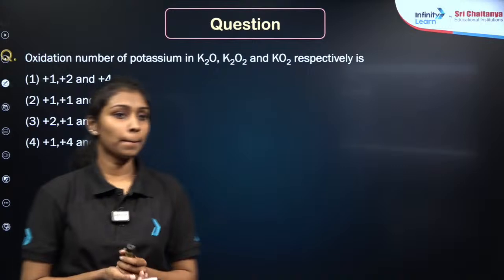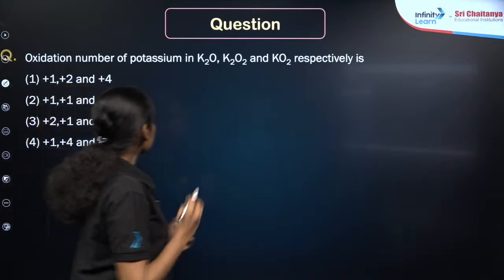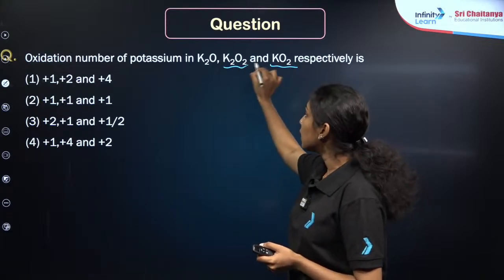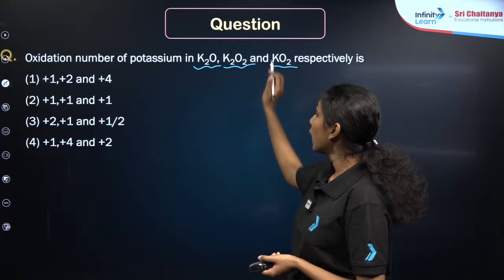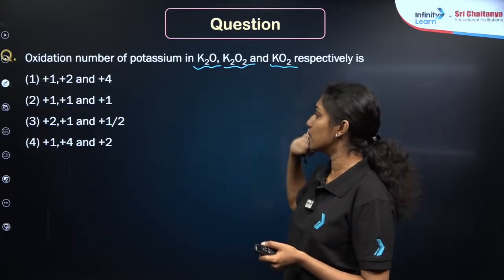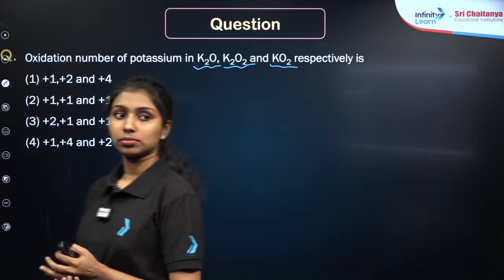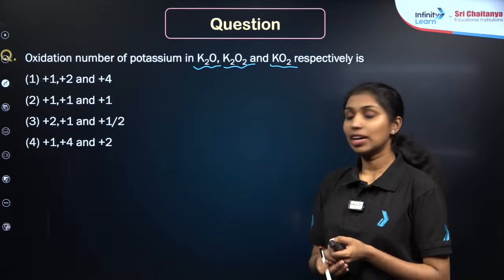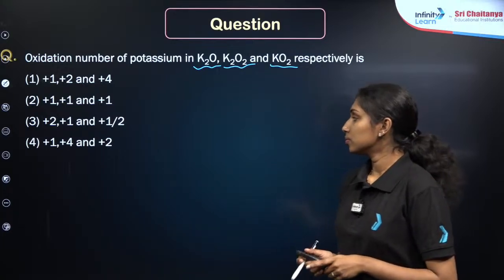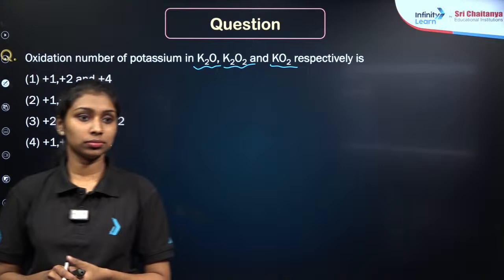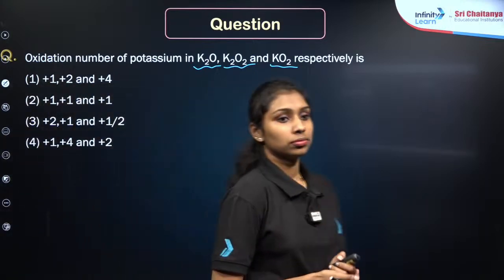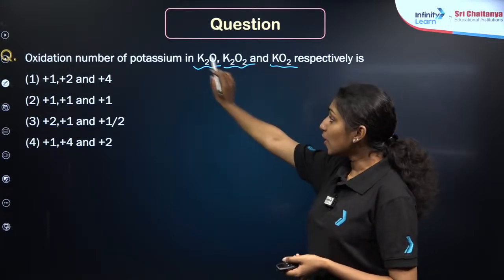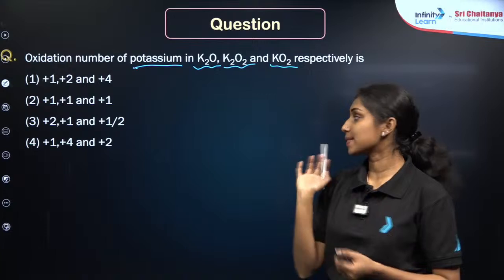Okay, here is the next question for you. The oxidation numbers of potassium in K2O, K2O2 and KO2 respectively are. 3 different compounds are given here, 3 different oxides. You have to find the oxidation number of potassium in each of the compounds. What will be the answer? These are the 3 different oxides. Find the oxidation number of potassium, not oxygen, potassium.